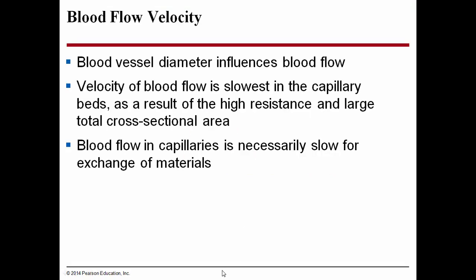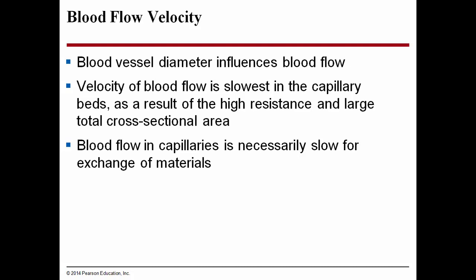Blood flow velocity. Blood vessel diameter influences blood flow. Velocity of blood flow is slowest in the capillary beds as a result of the high resistance and large total cross-sectional area. So those capillary beds reduce blood flow. If that blood went through one vessel, it would be like when you take a garden hose outside and put your thumb over the end of it, and it causes the water to spray at very, very high pressure. But capillaries are not like that. They spread out.